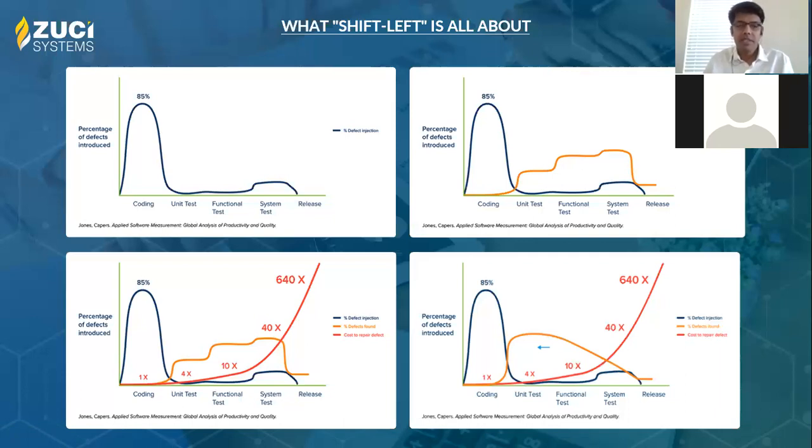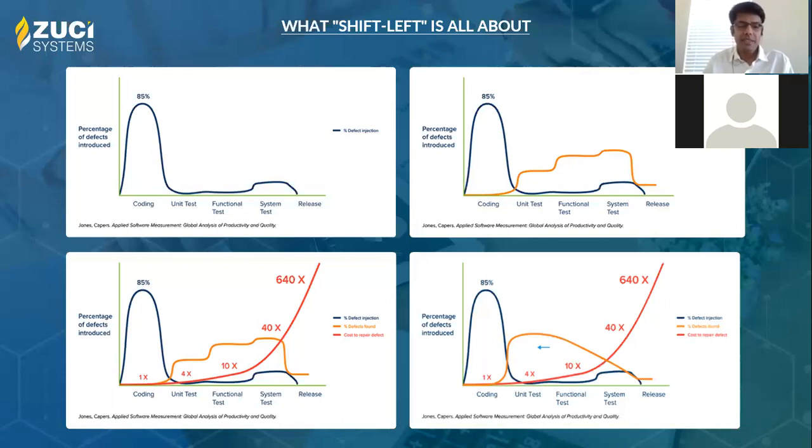So if you look at the first image that you see in this presentation, we are talking about where defects get introduced. As we all know, and as we all can see, 85% of the defects get introduced as part of the coding cycle. Whereas when you look at unit testing or functional testing or system testing, you don't see a lot of things getting introduced.